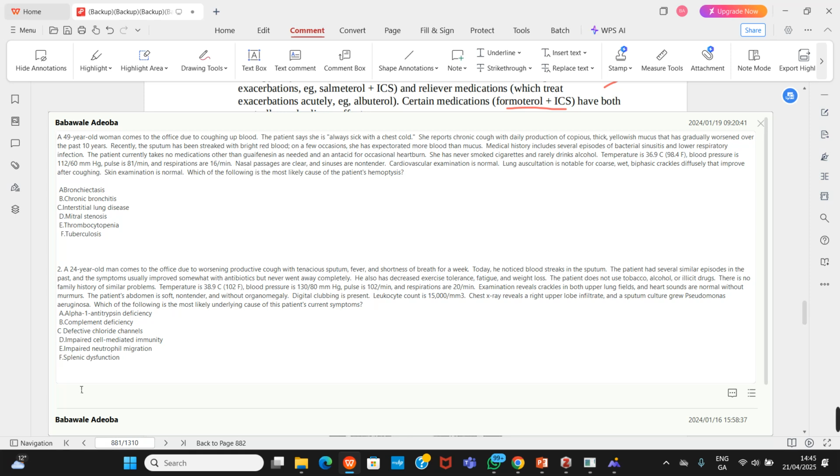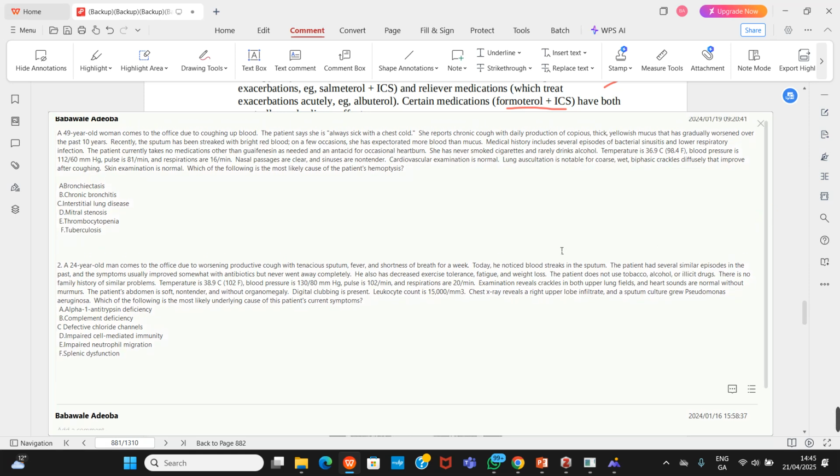The patient currently takes no meds other than guaifenesin as needed and an antacid for occasional heartburn. She has never smoked cigarettes and rarely drinks alcohol. Temperature is 36.9, blood pressure is 112/60, pulse is 81, the nasal passages are clear and the sinuses are non-tender. Cardiovascular examination is normal. Lung auscultation is notable for coarse, wet biphasic crackles diffusely that improve after coughing. Skin examination is normal. Which of the following is the most likely cause of this patient's hemoptysis? Anybody? Bronchiectasis. Yes.